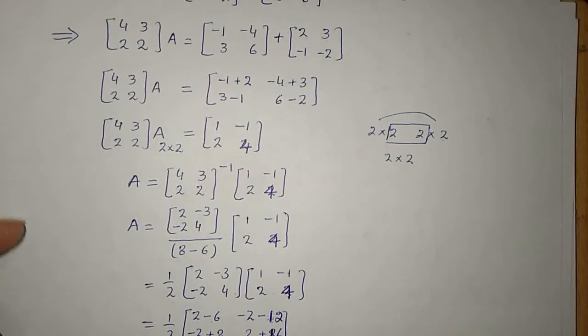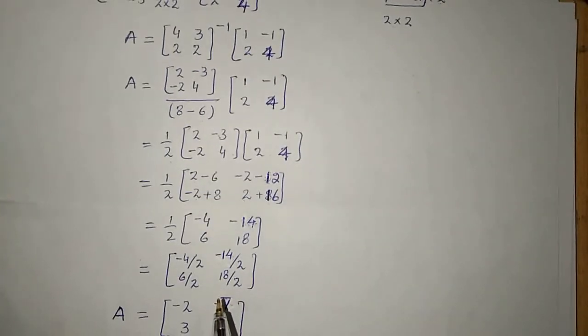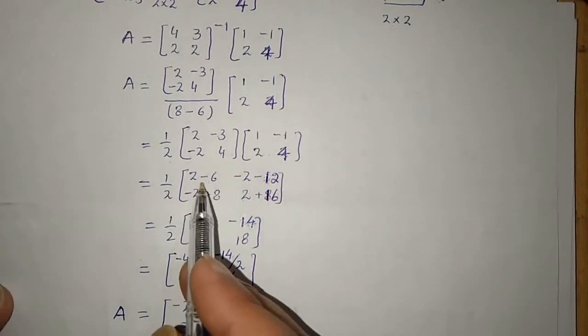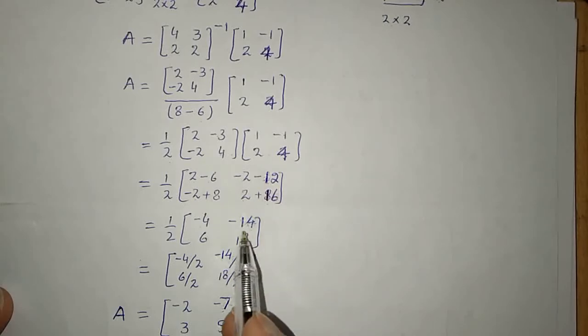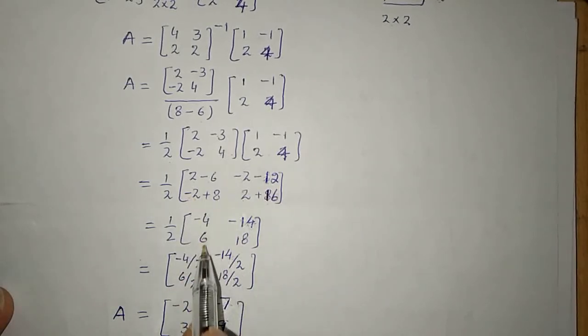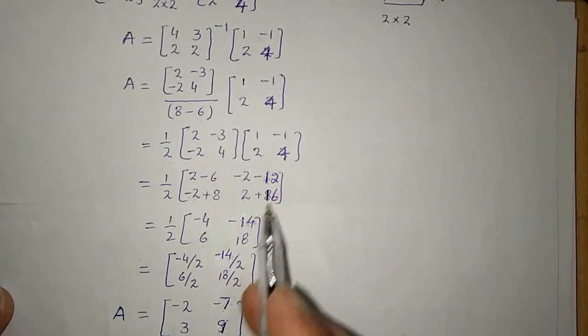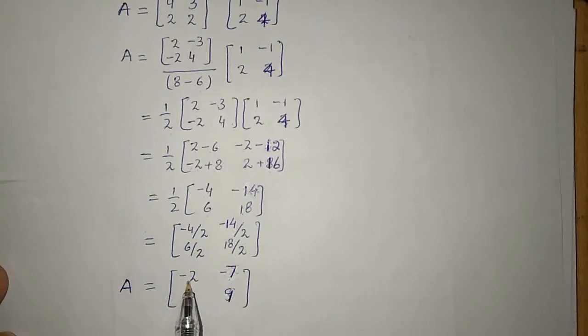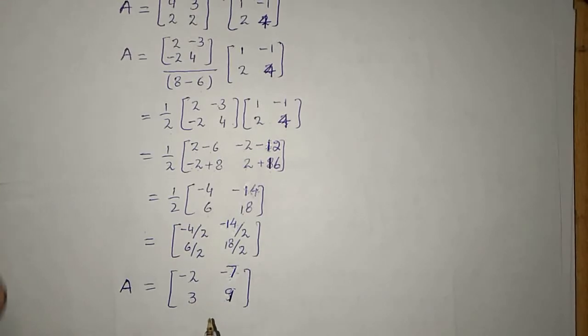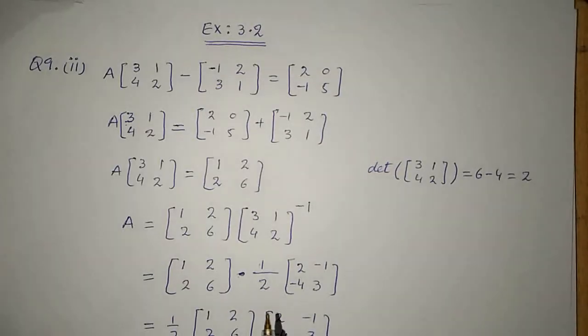After adding, 2 minus 6 is minus 4, minus 2 minus 12 is minus 14, minus 2 plus 8 is 6, and 2 plus 16 is 18. This 1 over 2 is multiplied with each entry, and we are getting matrix A equal to minus 2, minus 7, 3, 9.